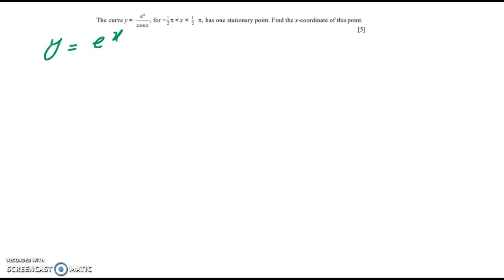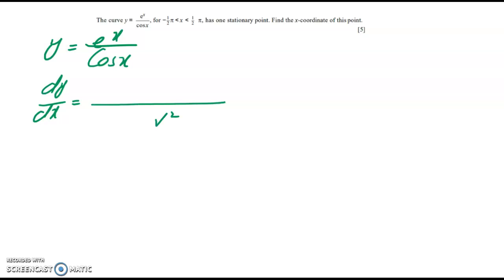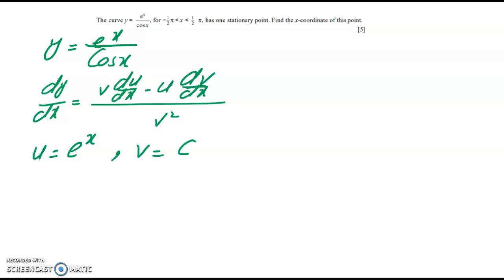So y is equal to e to the power x over cos x. This is the given function, but here you remember we have a numerator and denominator containing the independent variable x. So that means we need to apply the quotient rule on it. So what is the quotient rule? Recall: (v du by dx minus u dv by dx) over v squared. For our ease, we can assume the numerator as u and denominator as v.